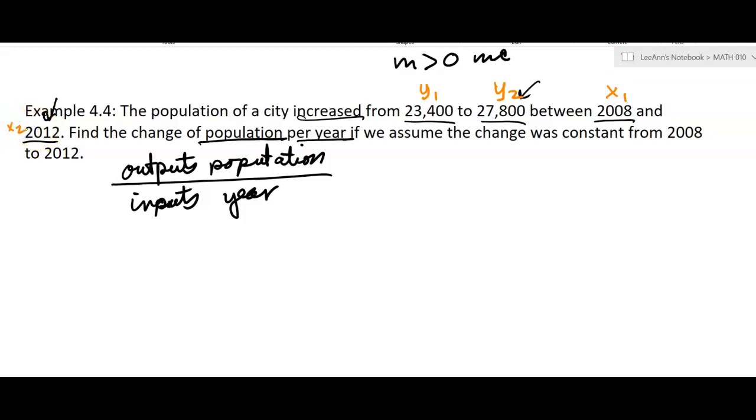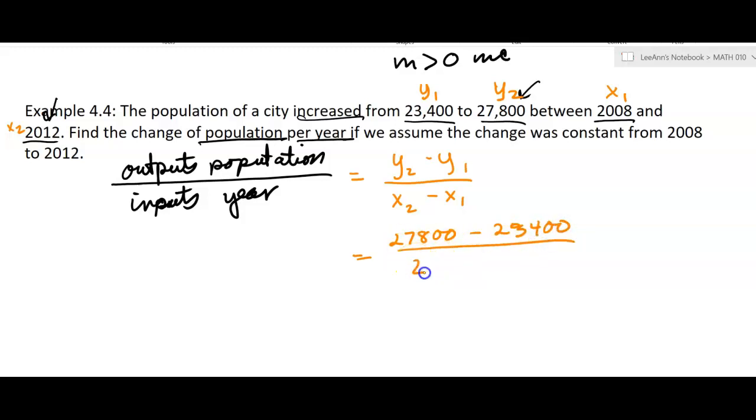Okay? All right, so doing all that, then we get y sub 2 minus y sub 1. I always just write the formula so you can see it. And that's going to give us 27,800 minus 23,400 over 2012 minus 2008. So in the numerator, what do we get? 4,400. Okay, and in the denominator, we get 4.